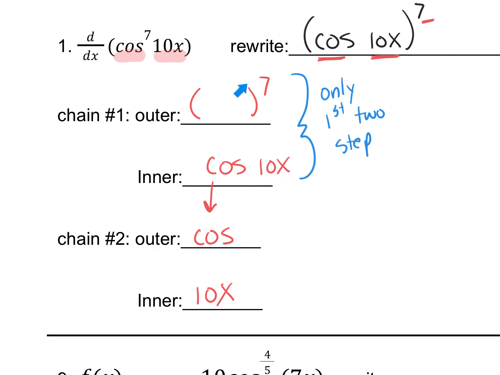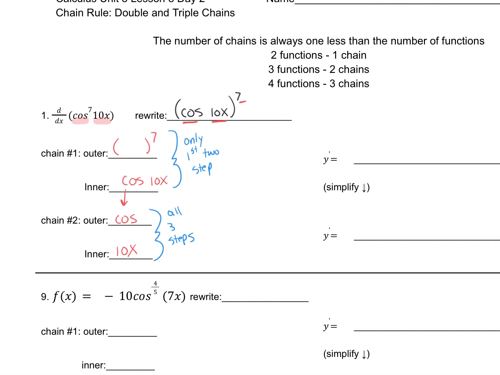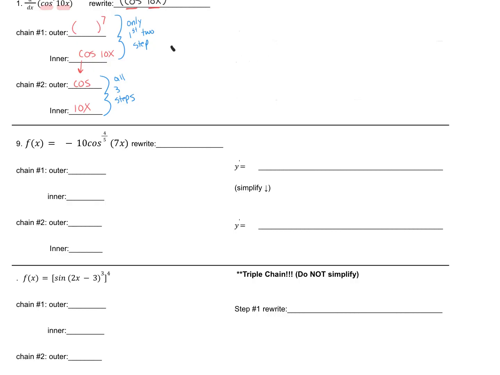You take the derivative of the outer, and then you plug in the inner as is. Then you start over and go to the second chain. On the second chain, the last chain, you do all 3 steps. Okay, so it's going to look like this. Y prime. We go to the first chain. The derivative of something to the 7th, the derivative of the outer, using the power rule, is 7 times something to the 6th. That is our derivative of the outer, the first step.